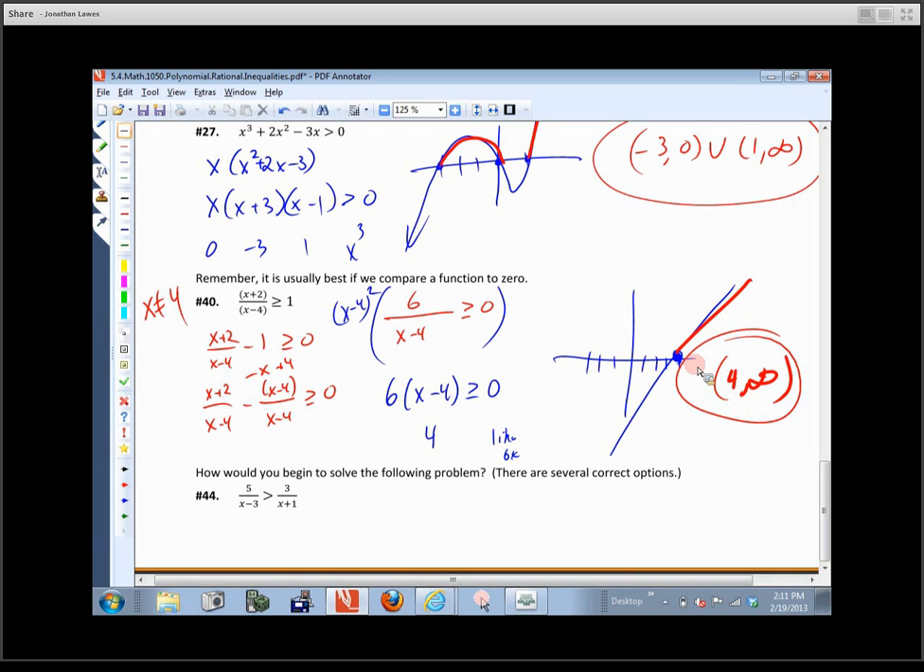Any other questions on that one? Christopher. When you had subtracted 1, couldn't you times the whole thing by x minus 4 squared and do it that way? So let's see what happens if we do that. If we had (x plus 2) over (x minus 4), and then this was minus 1 greater than or equal to 0. Christopher's suggestion is to multiply this whole thing by x minus 4 quantity squared. So that gives us (x minus 4) times (x plus 2), and when I multiply here, that's going to be minus (x minus 4) quantity squared greater than or equal to 0.